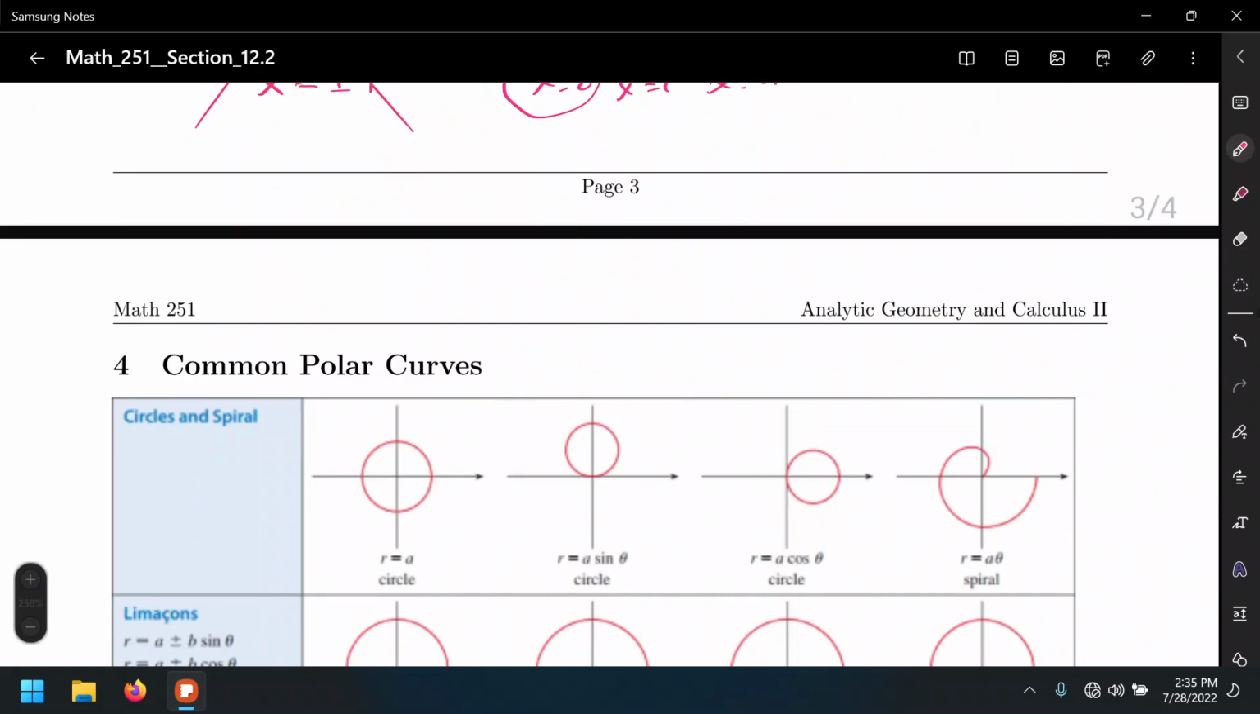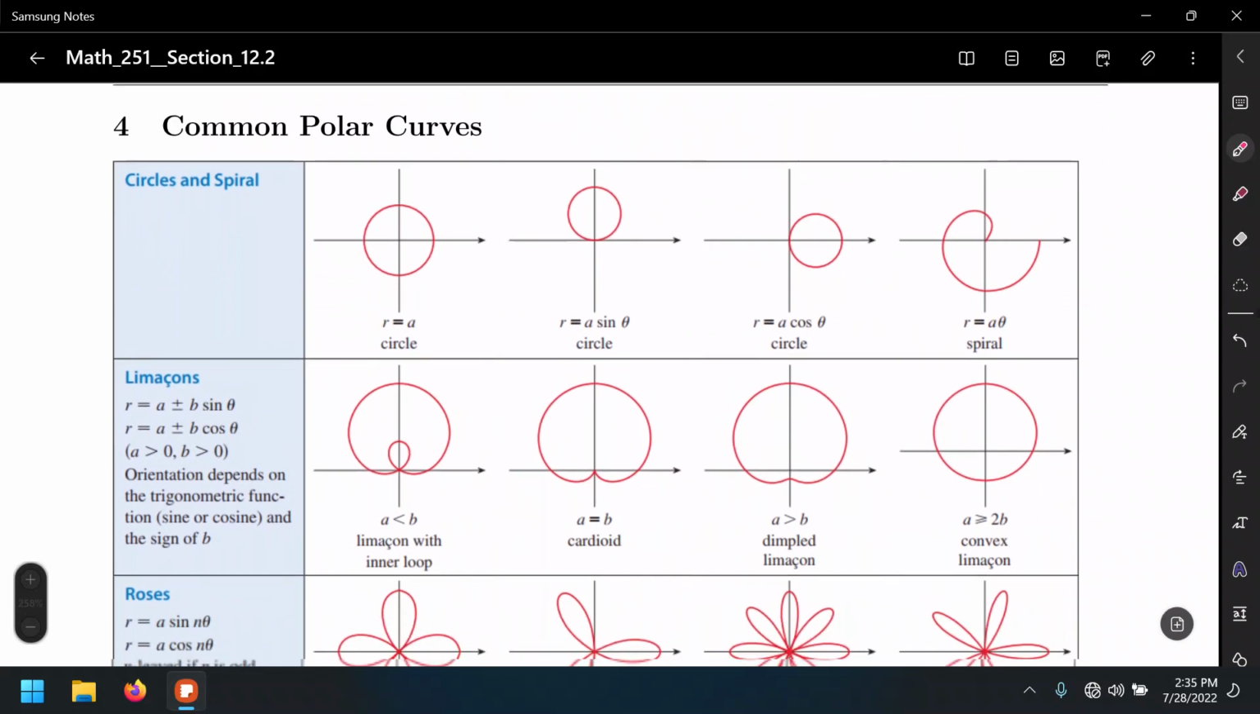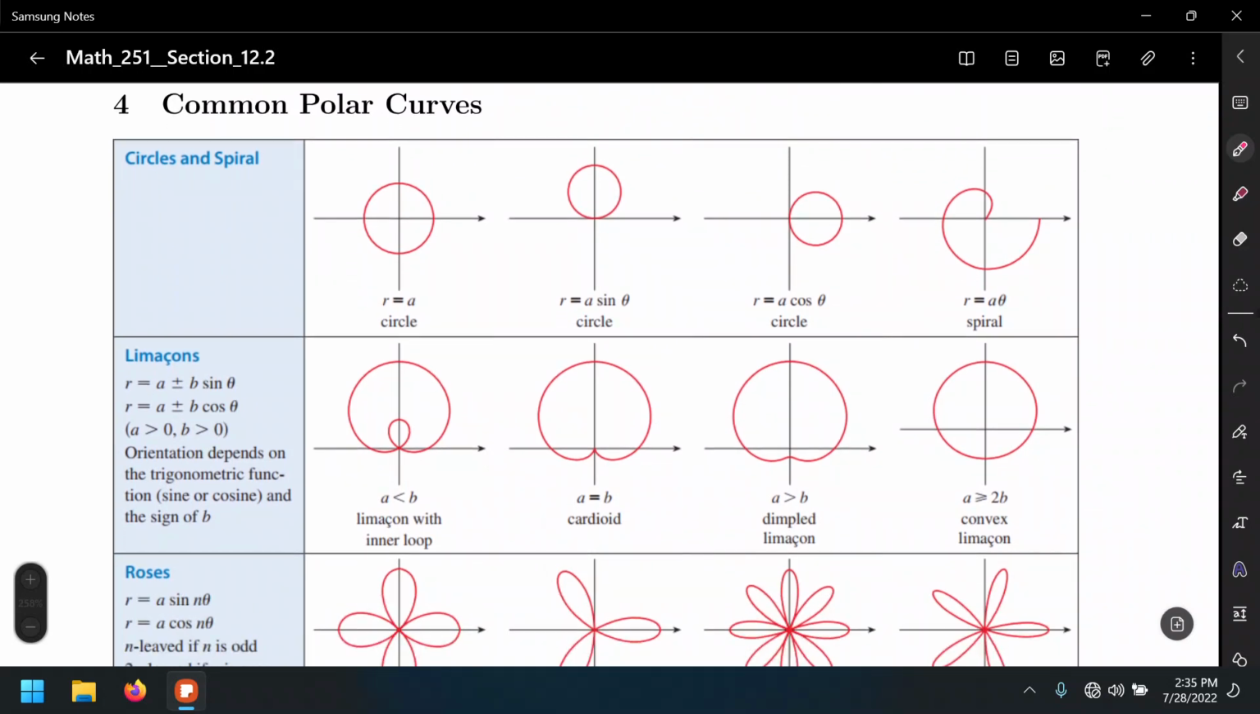Okay, what's next? The next is just a summary of the different common polar curves. This is something that you are not expected to memorize. Let's just have a look at the different forms. r equals a is a circle of radius a centered at the origin, and r equals a sine theta and r equals a cosine theta. Depending on what function you have, we have shifted circles here.